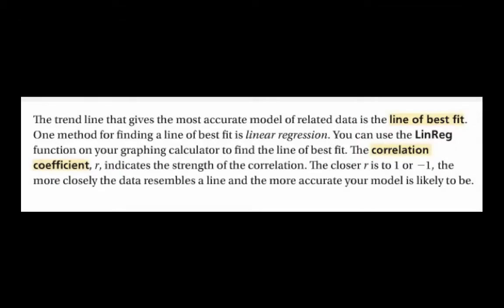Okay, so the trend line that gives the most accurate model of related data is called the line of best fit. One method for finding a line of best fit is what's called a linear regression. I'm going to show you here in just a second how to do a linear regression on the TI Nspire. The correlation coefficient R that's generated when you do this on your calculator indicates the strength of the correlation. The closer the R value that you get is to 1 or -1, the more closely the data resembles a line and the more accurate your model is likely to be.